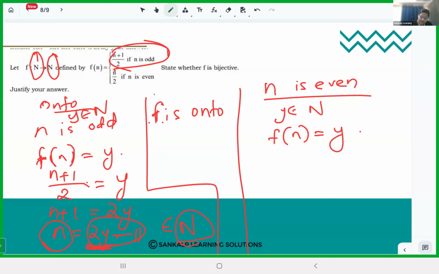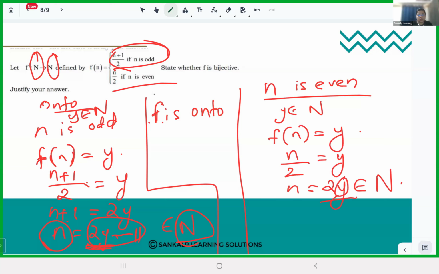And what is f of n? When n is even, it is nothing but n by 2. N by 2 equal to y, so n is equal to 2y. Clearly, this belongs to the set of natural numbers, since y is a natural number, multiplied by 2 is also a natural number. So we can say that f is onto when n is even.